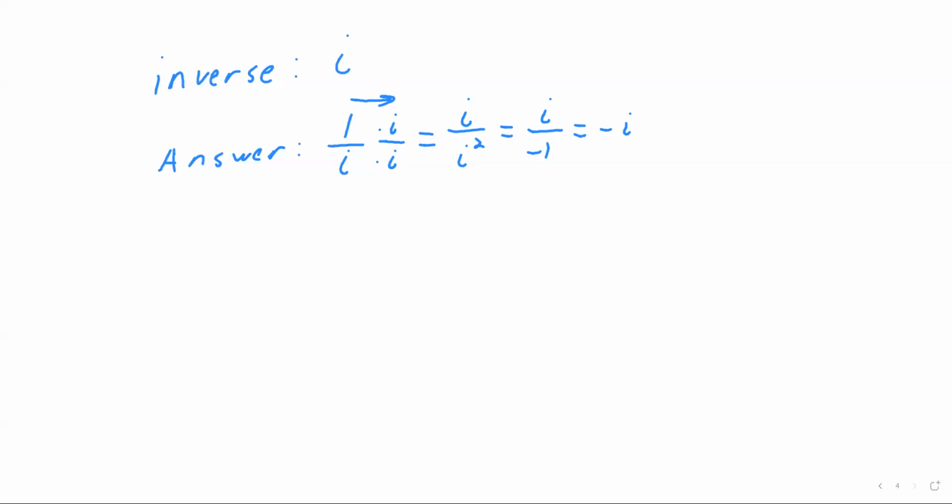So the moral to this is the inverse of i is really negative i, which is where we get this conjugate from. I think I've spelled it two different ways already, but conjugate is the word.